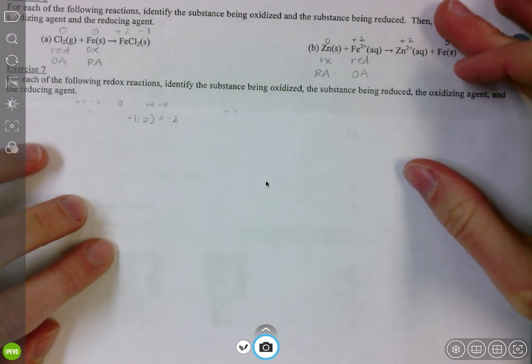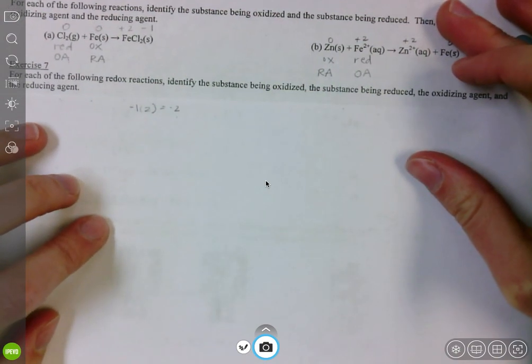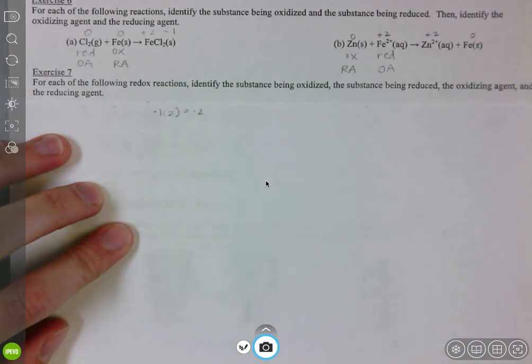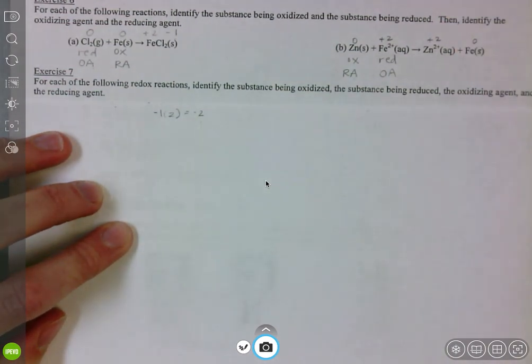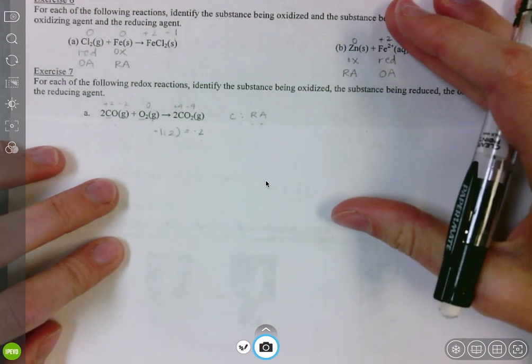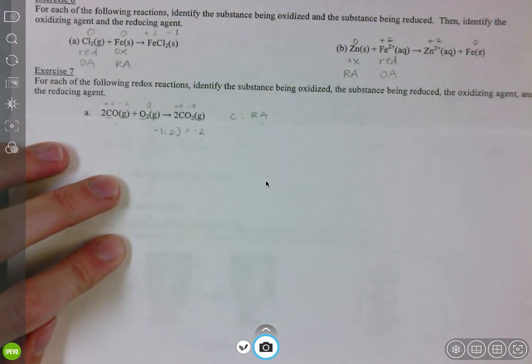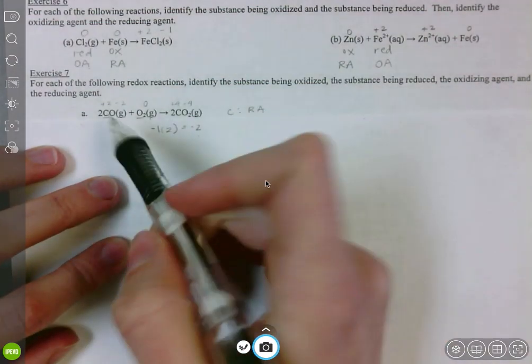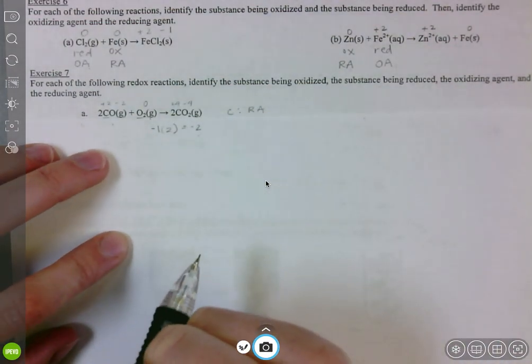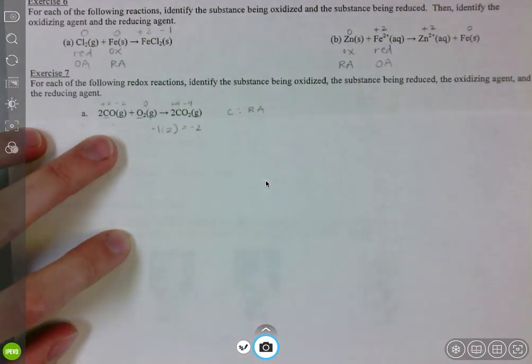Exercise number 7, we're only going to go through letter A in this video. I will post the answers for B and C in that same assignment where I'm doing examples 3 and 4. So for exercise number 7, we're doing the same thing, but I wanted to go through letter A because we don't have metals in there. Metals are typically our easiest ones to figure out for redox reactions, but we're going to see only nonmetals as well. So let's look at the charges of what we have going here.